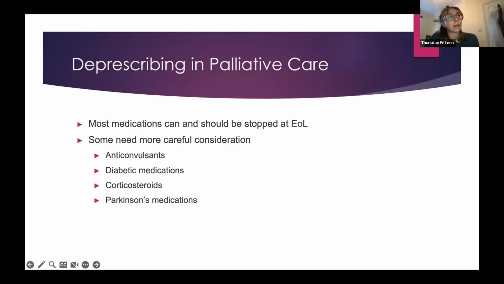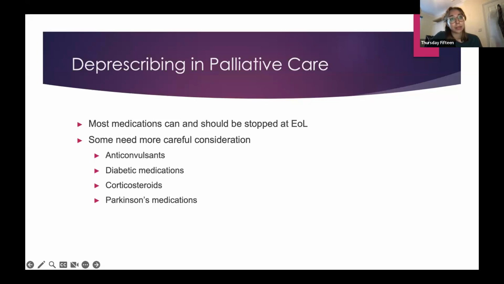It's also important to think about things like PPIs. So sometimes PPIs are used for symptomatic abdominal pain, but they can generally be stopped at the end of life unless there's a really recent history of a GI bleed, because you can manage that patient's pain with a different medication, i.e. morphine.